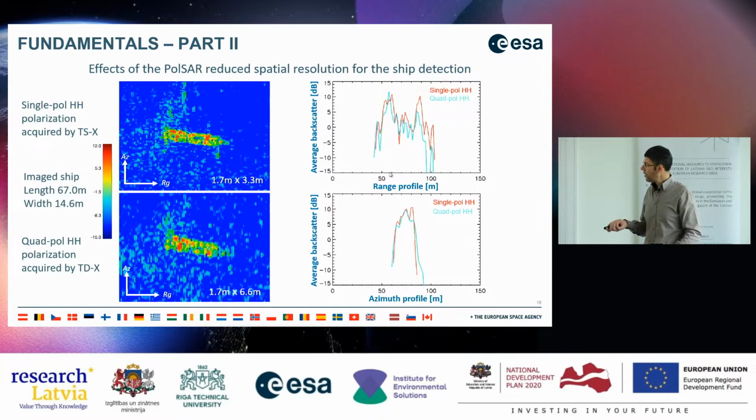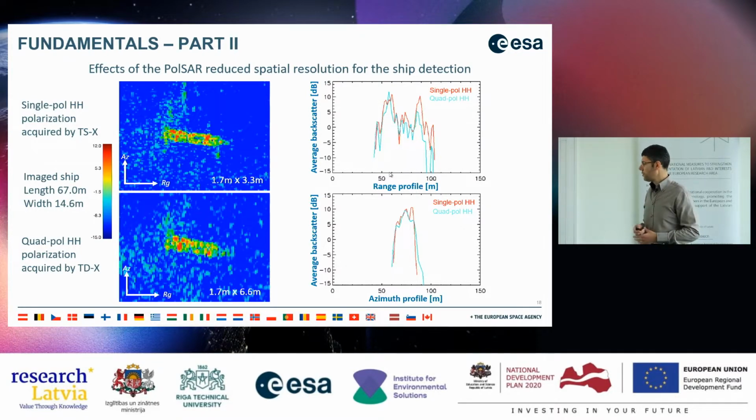So on the right-hand side, you see the plot showing how the scattering changes along the range profile, summing all the columns and then plotting it. In red is the single pole, and in cyan, the quad pole. You see the peaks almost correspond, but you have some loss, for example, in the right-hand part, especially in here.